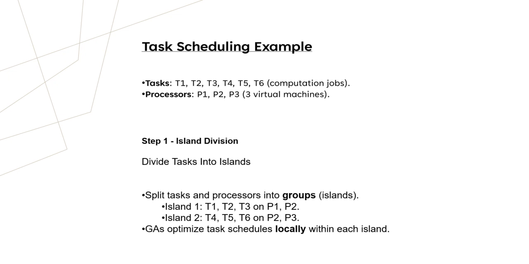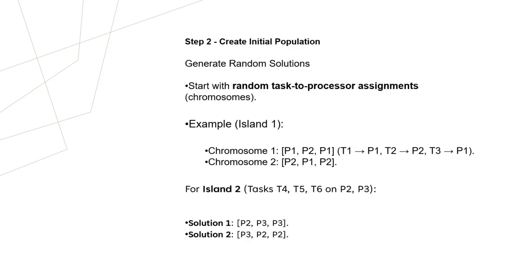The first step is generating the population. The population is based on solutions. So you see that there are two solutions based on two islands. First we have just divided into islands, and now we move to step two, which is creating populations. You see that island 1 has two chromosomes. Actually, the chromosomes are solutions, and island 2 also has two chromosomes. So these are two solutions.